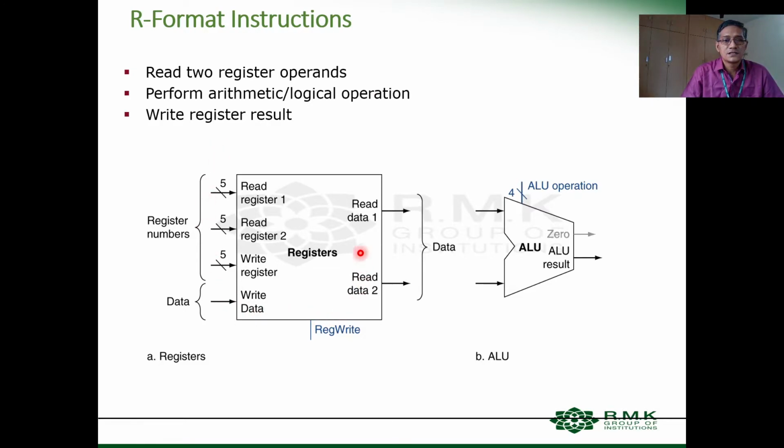The corresponding logical symbol for the register set is given here. Reading register 1, reading register 2, all are 5 bits, we know that, register numbers, and if the result is written back to the register, we are going to initiate the signal write data. This is the port for writing the result, and then we have two read ports for reading the corresponding data from each register.